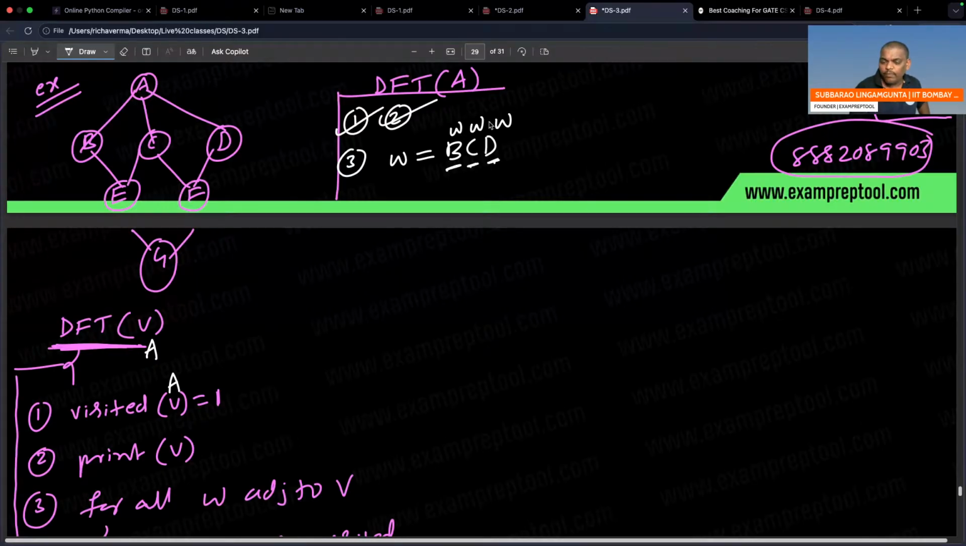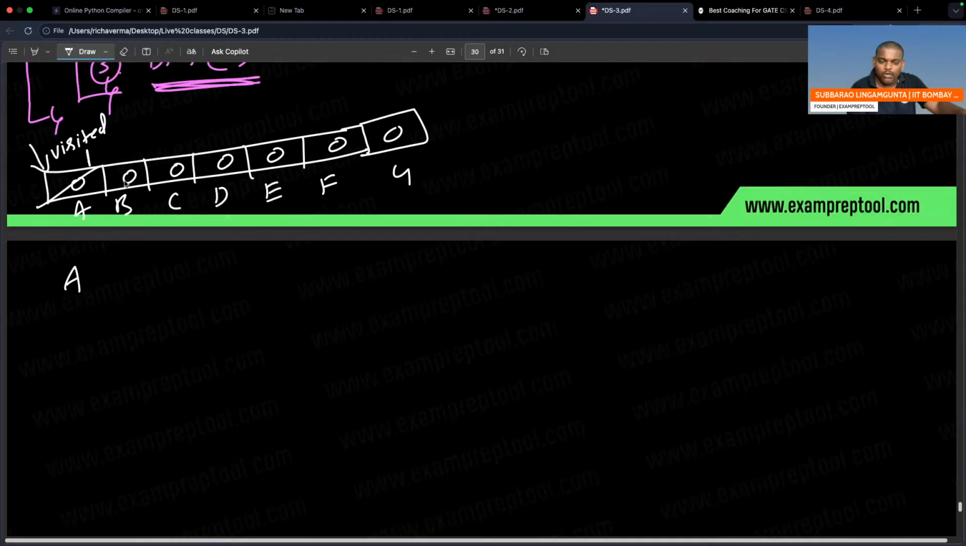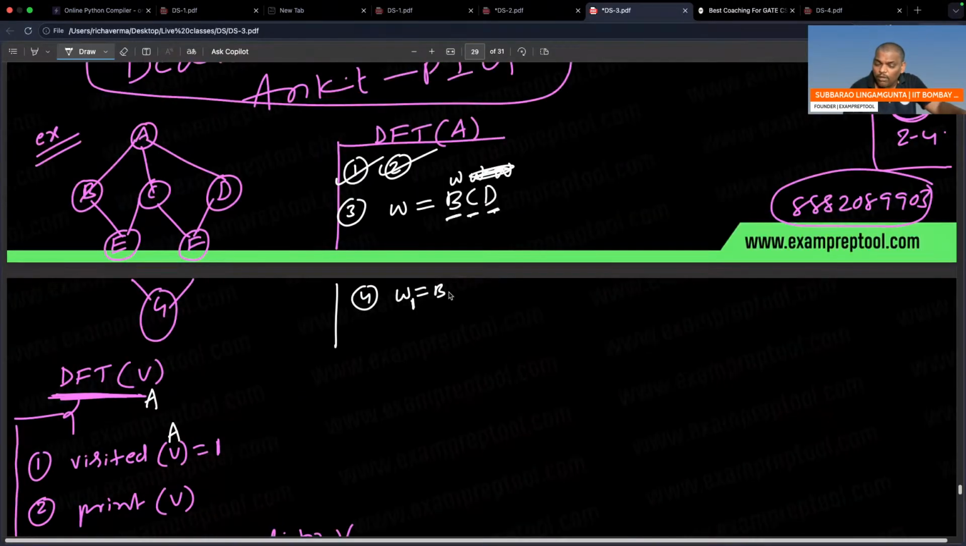Take the first W, which is B, then execute 4 and 5. What is 4? First W is B. If B not visited, then only call. Of course B is not visited. Then the fifth statement is saying call: DFT of B. W1 is B, so DFT of B.